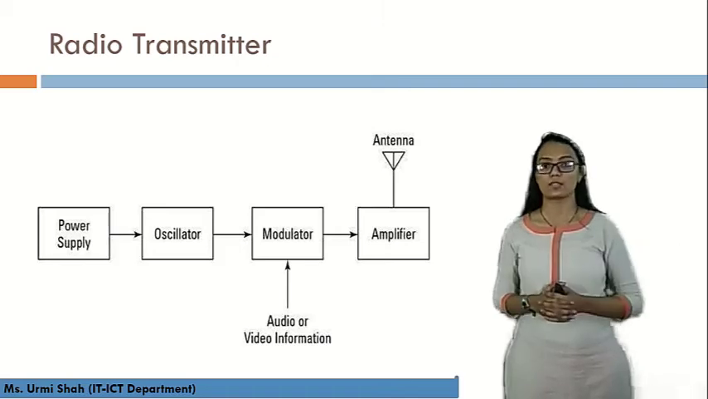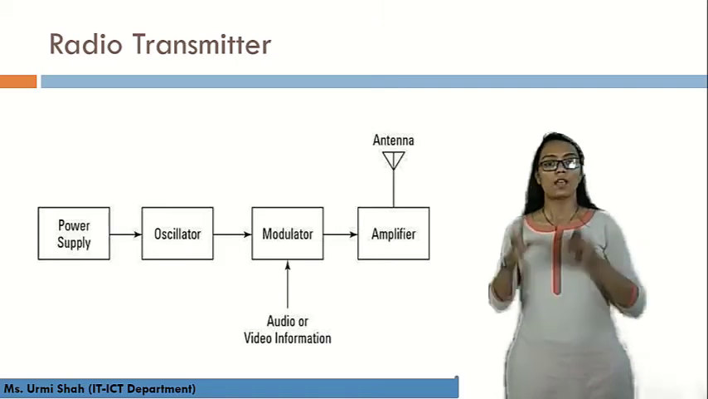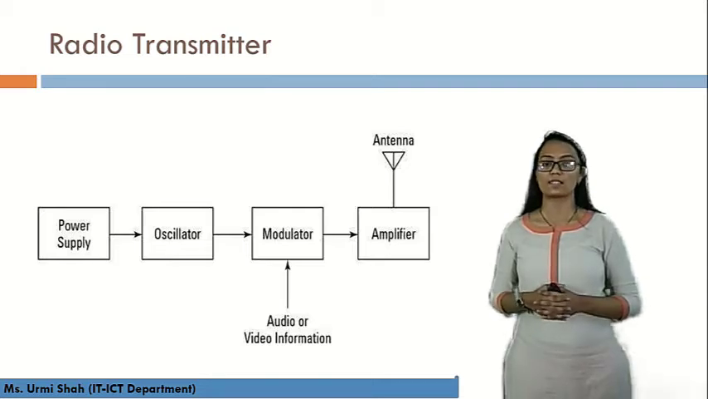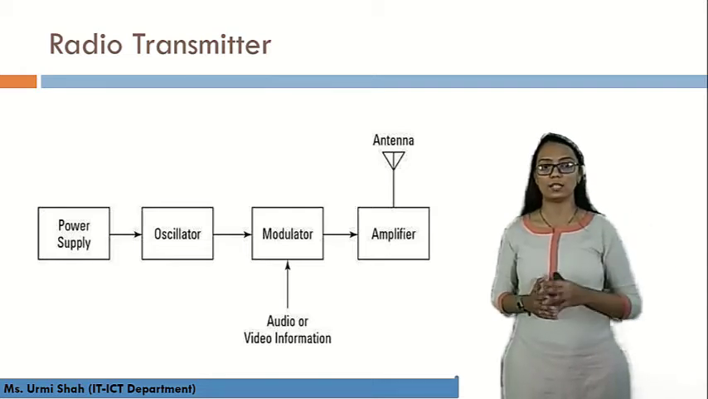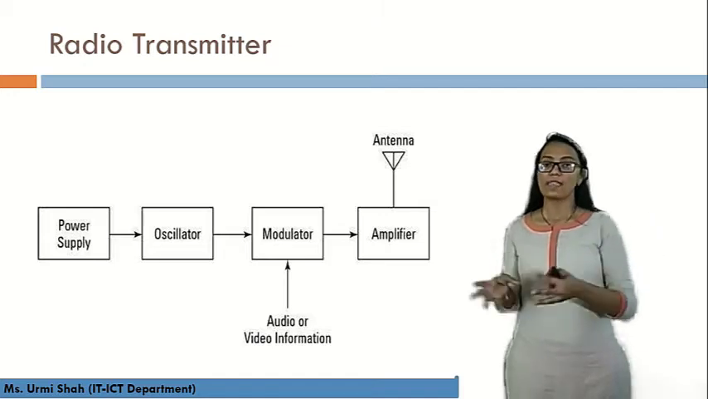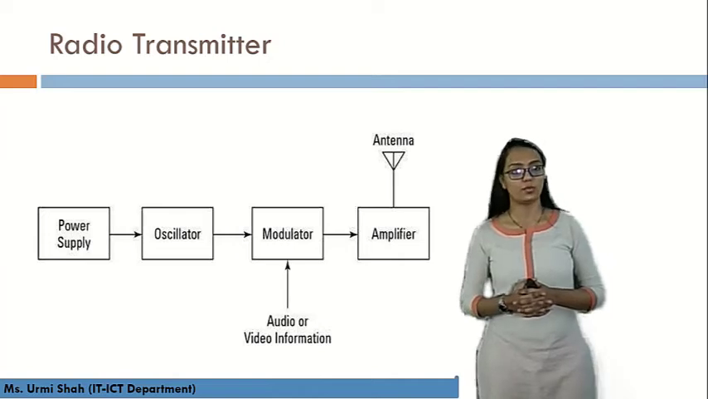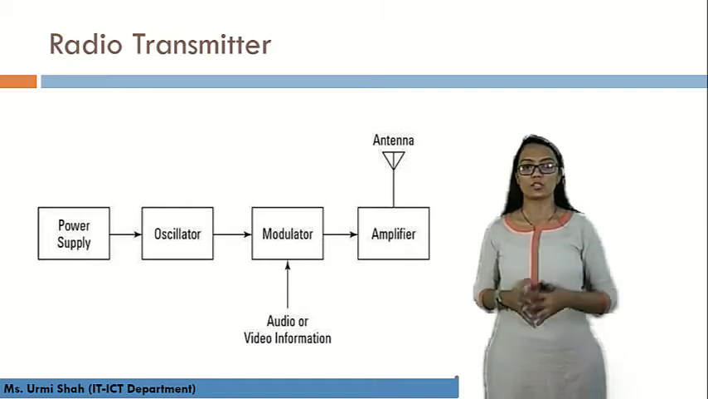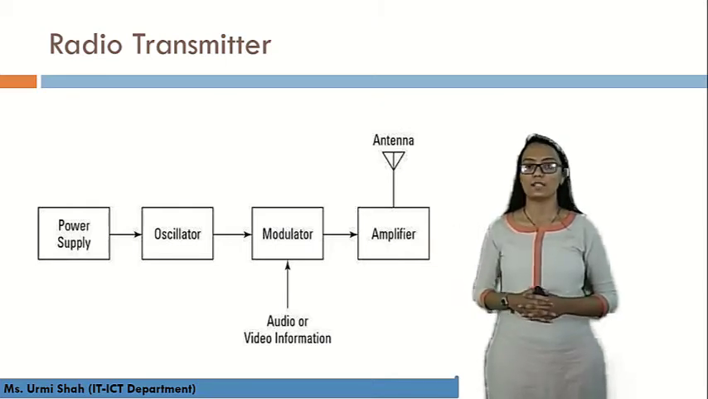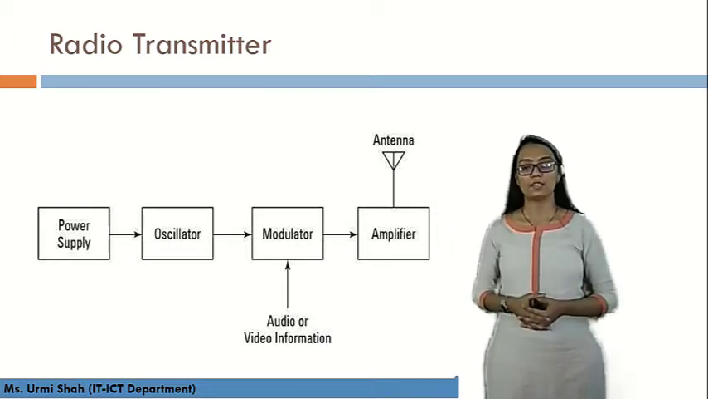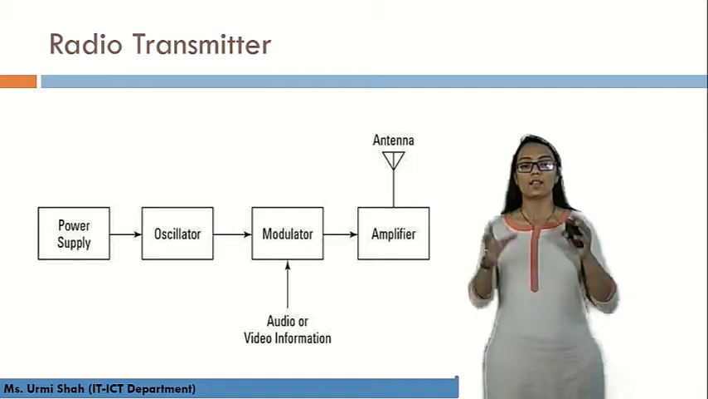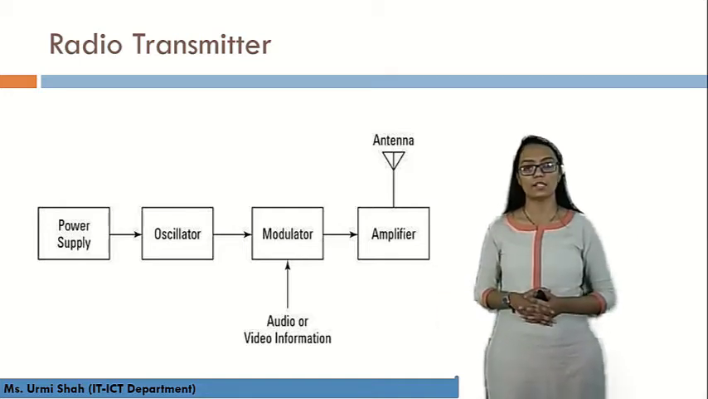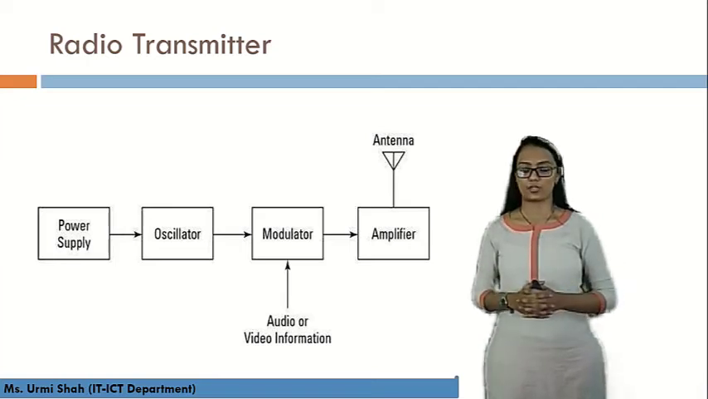Further, the signal will be processed to the oscillator section. Then the oscillator is going to generate the signal which is continuously oscillating or varying in terms of frequency. That will be further processed by the modulator section. The modulator section is going to perform modulation of audio or video information with respect to the carrier frequency signal which is generated by the oscillator, and further after combining the message signal and carrier signal, the modulator is going to pass the modulated signal to the amplifier section.